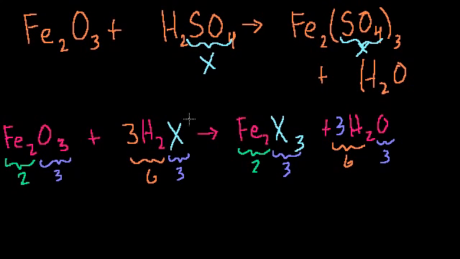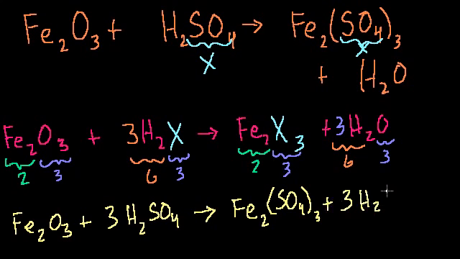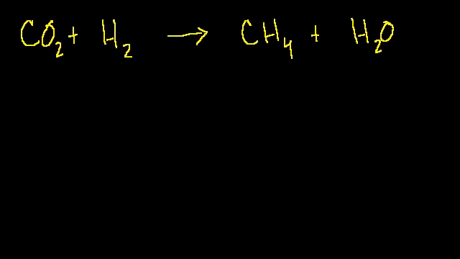If we want to write it back in terms of the sulfate, we can just unsubstitute the X, and we're left with 1 molecule of iron oxide plus 3 molecules of sulfuric acid, H2SO4, yields 1 of these molecules with SO4 three times, plus 3 molecules of water. Let's do one more, and then I think we'll be all balanced out.